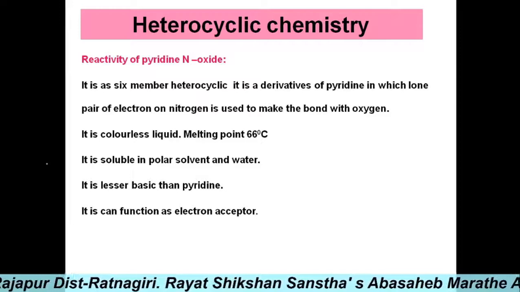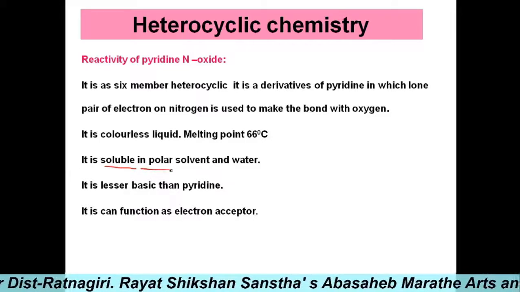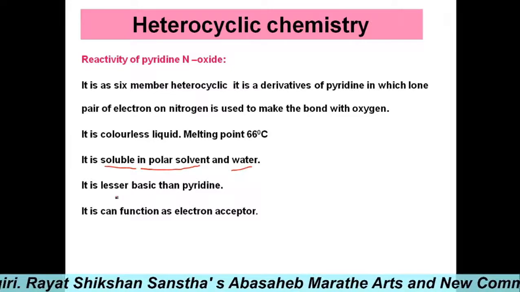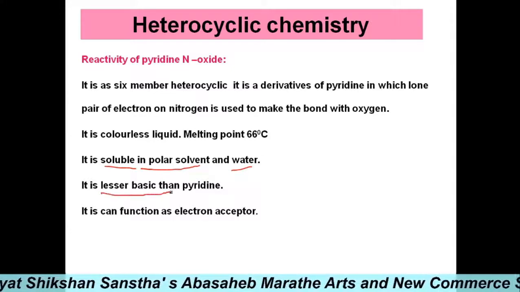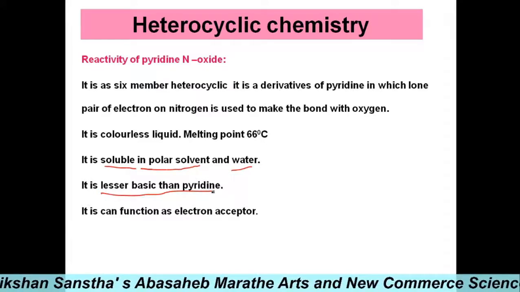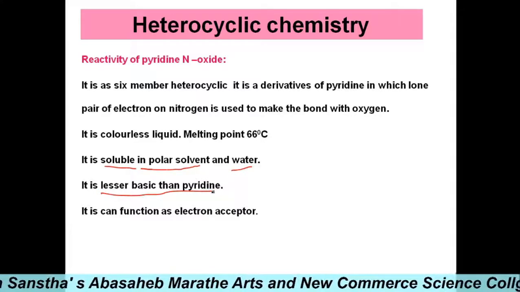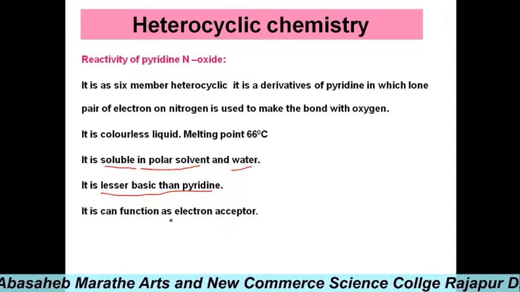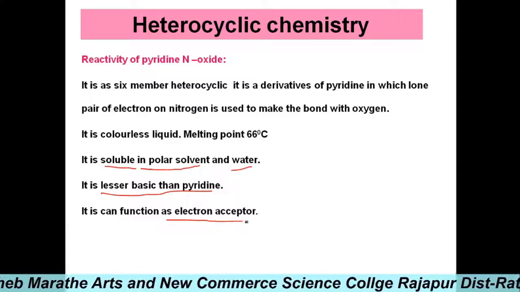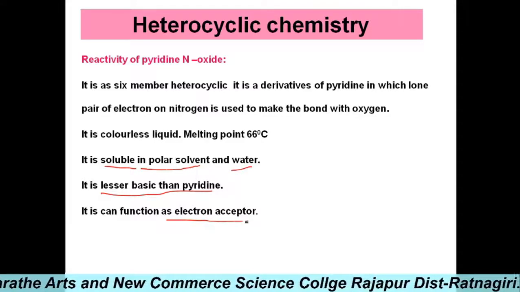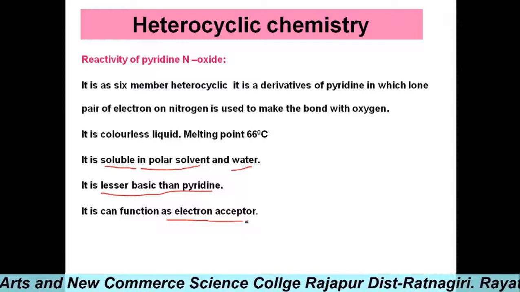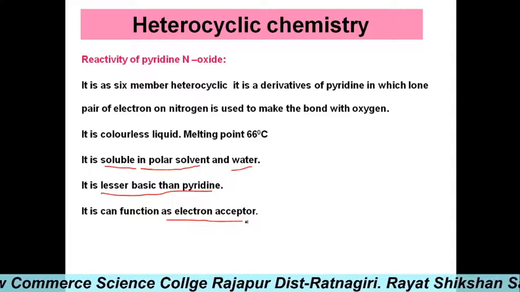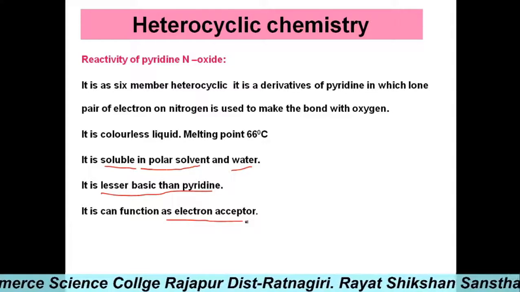It is soluble in polar solvents like water. It is less basic than pyridine, and lastly, it can function as an electron acceptor. Pyridine N oxide can act as an electron acceptor or electron donor depending on the reagents.